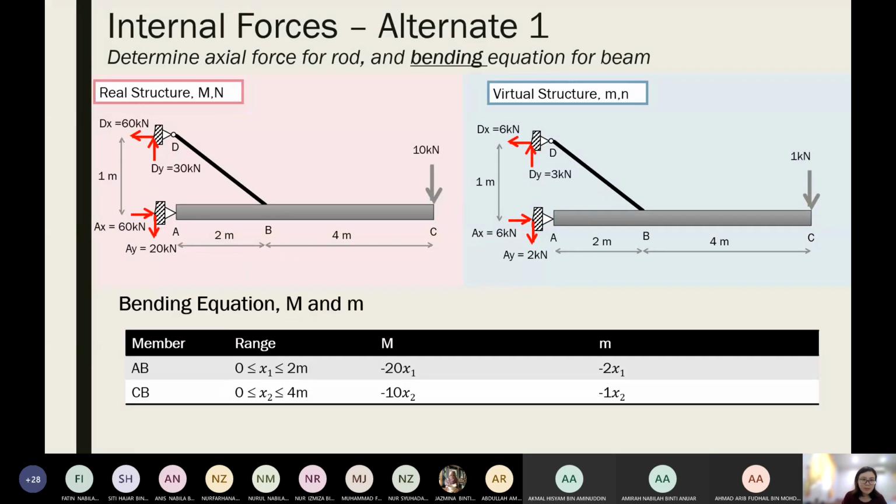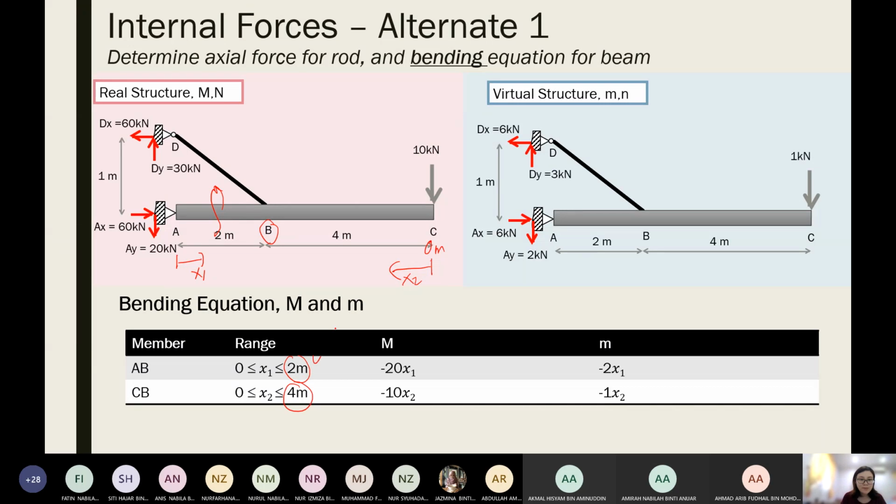So now my x is starting from A here, x1. My maximum is actually up to B. Therefore my range for x1 is up to 2 meters. And for my cut section 2, my x2 is starting from C, and my max will be up to B. Therefore my x2 will be from 0, where I measure from C, up to B, which is 4 meters.